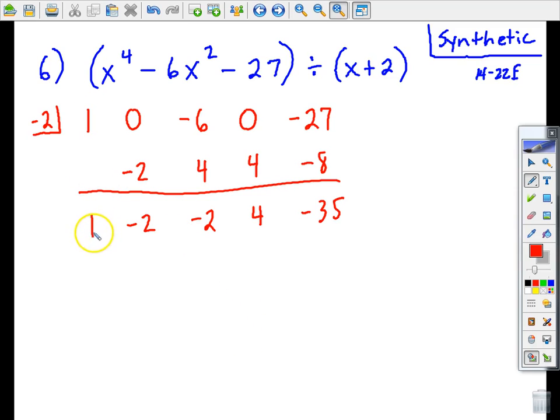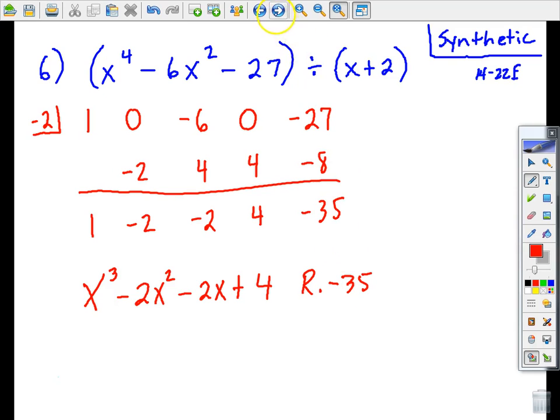Always start off by bringing down the number and numbers below the line, multiply, and then you add the columns together. So let's interpret the answer. This is remainder, constant, linear coefficient, quadratic coefficient, cubic coefficient. So my answer is going to be x to the third minus 2x squared minus 2x plus 4 with the remainder of -35.